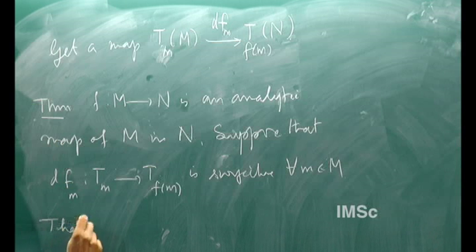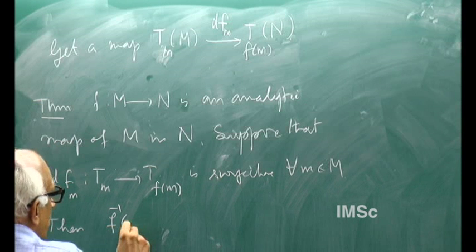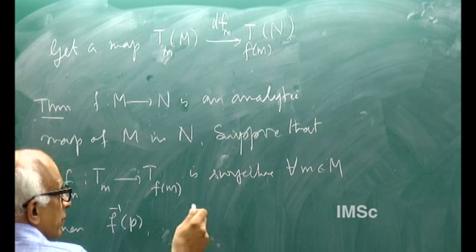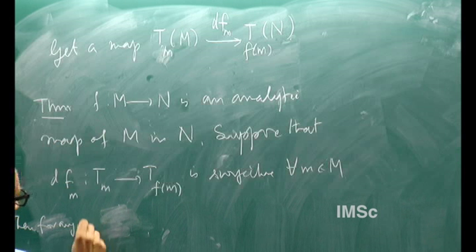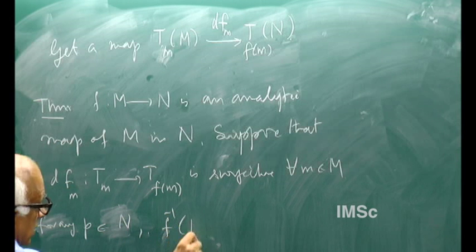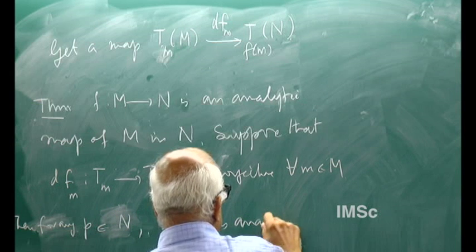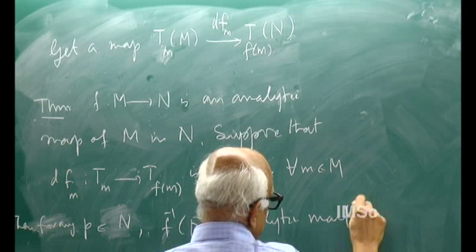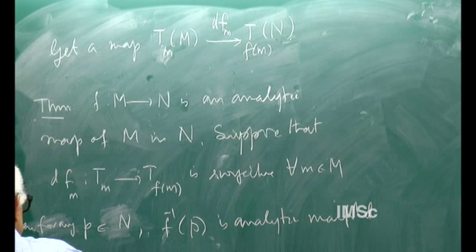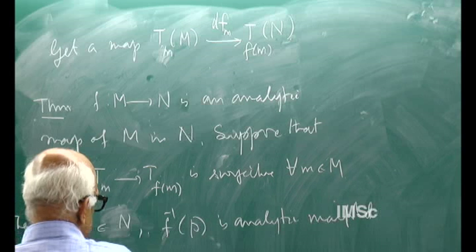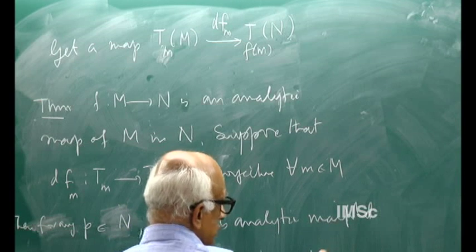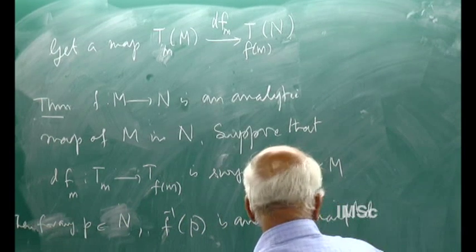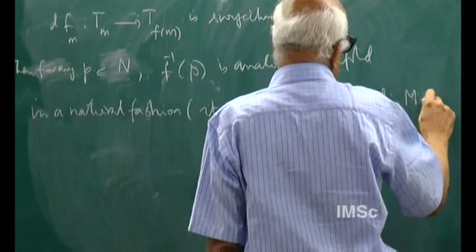Then f inverse of any point, say pick a point p in N, f inverse p is an analytic manifold in a natural fashion. It is either empty or of dimension equal to dimension M minus dimension N.